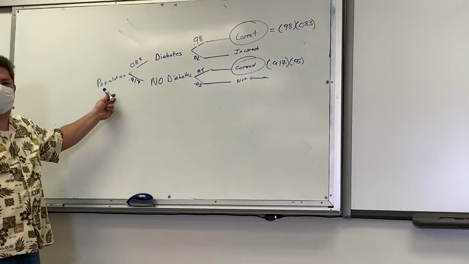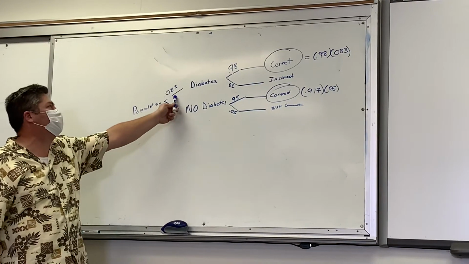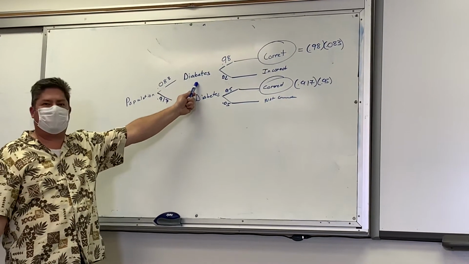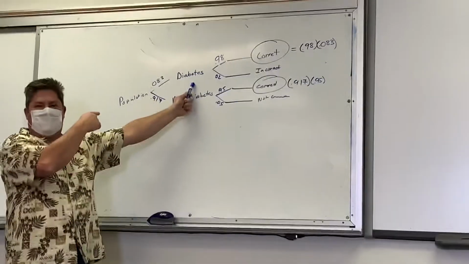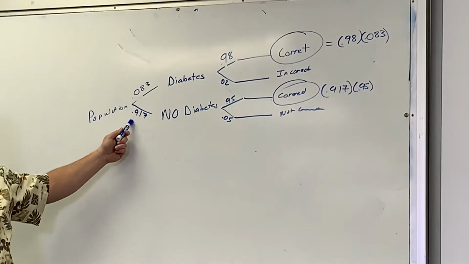Population, and I'm just reviewing for the camera here. So we're looking at a population. We know that about 8.3% of the population has diabetes, if you can zoom in on that. You see what I mean? And then we know that 91.7% do not have diabetes.